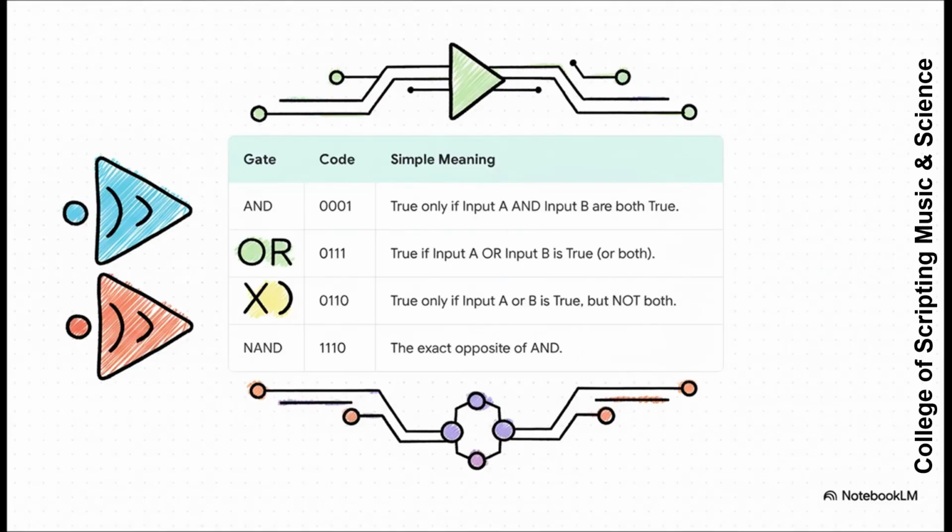And a lot of the gates you've probably heard of fit perfectly into this system. You've got AND, which we just looked at. Then there's OR, which is true if either input is true. You've got XOR, that's exclusive OR, which is only true if one input is true but not both. And of course NAND, which is literally not AND, it's the exact opposite.